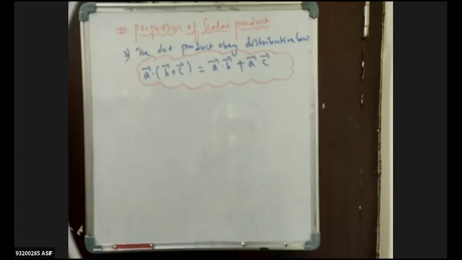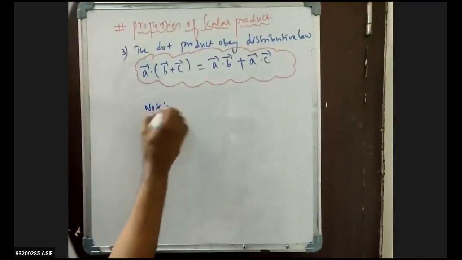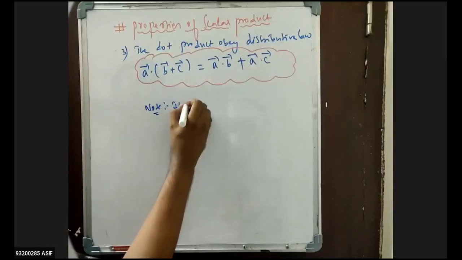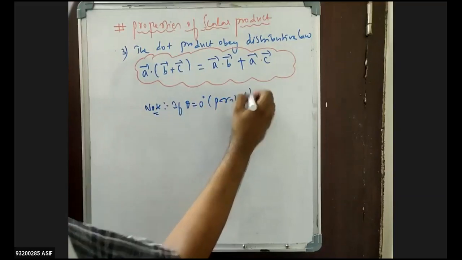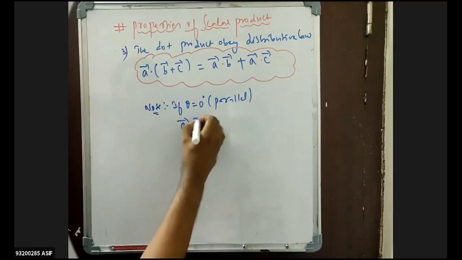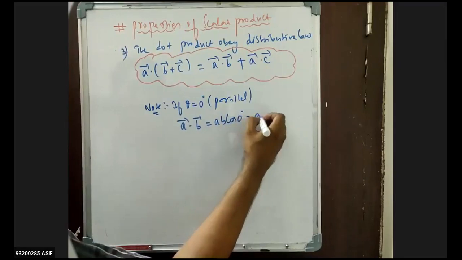So I can say that A bar dot B bar will be equal to, just keep a note and write it down if it is possible for you. If theta is equal to 0 degrees, this is known as parallel vectors. For parallel vectors, A bar dot B bar will be equal to AB into cos theta. Theta is nothing but 0, so that will be equal to AB.